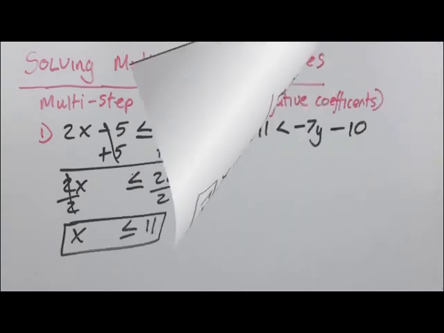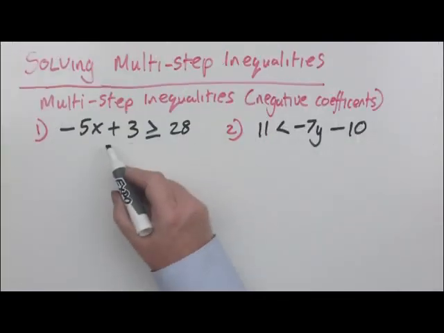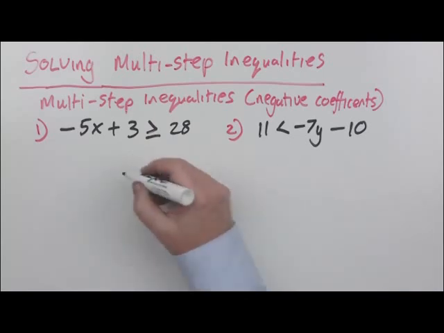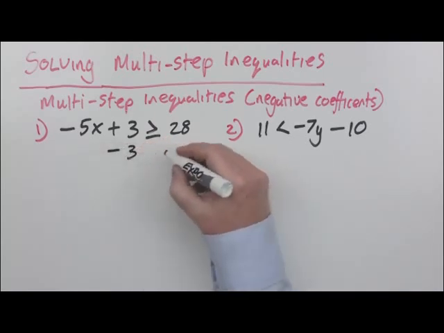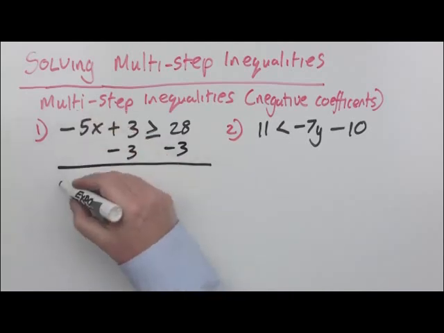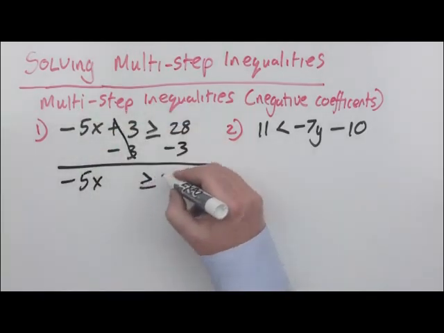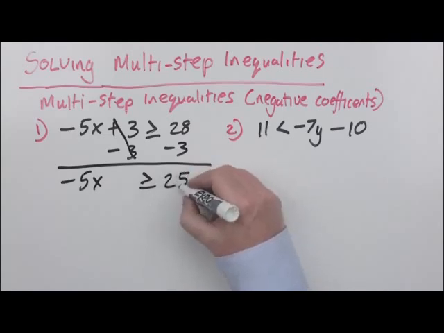Okay, let's look at some other ones. Remember the rules: if you multiply or divide by a negative, we've got to flip the sign. First, I've got to subtract 3 here from both sides. So subtract 3. Now I'm subtracting 3. I don't flip signs. It's only when you multiply and divide. So that's -5x is greater than or equal to 25.